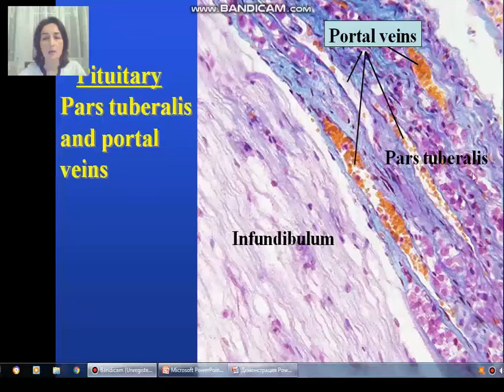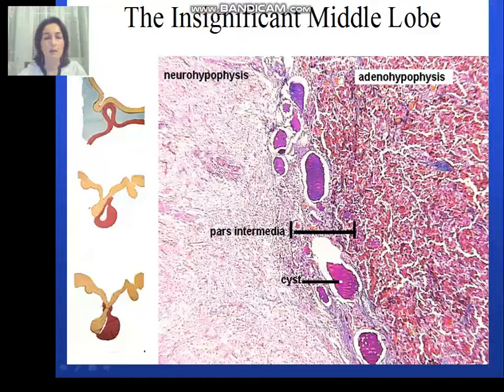And here the pars tuberalis, which contains epithelioid cells which form cords here. Their activity is not fully determined. Then we can see adenohypophysis, which is darkly stained, neurohypophysis, lightly stained, and pars intermedia. Pars intermedia is also part of the adenohypophysis.